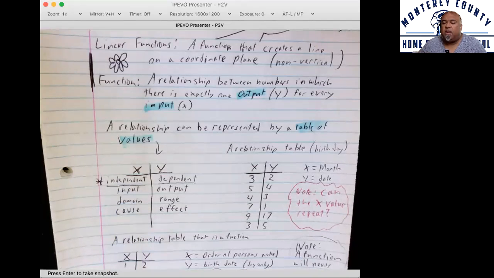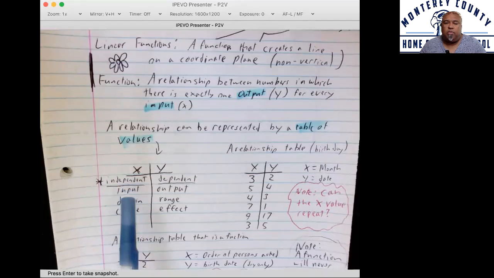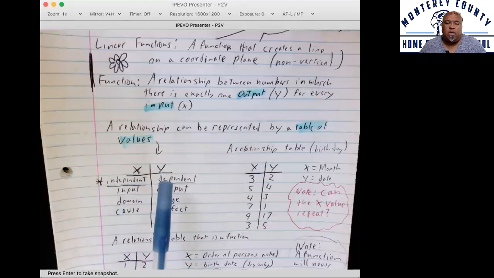Okay, so let's look at how this works mathematically. So an independent value, we can consider that as a random number that is placed into a table. Now, whatever is done with that random number, when it is compared to the number here, this number usually depends on what that number is.